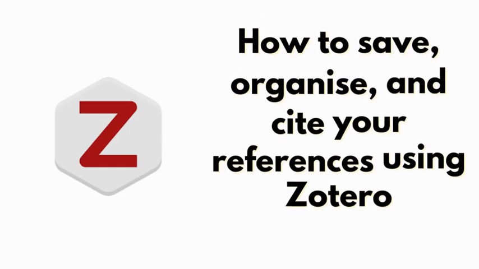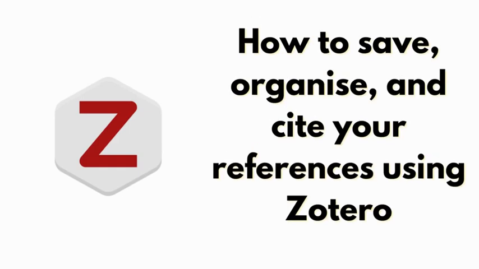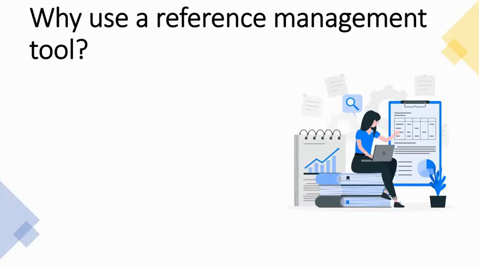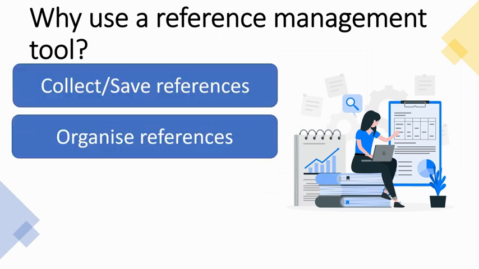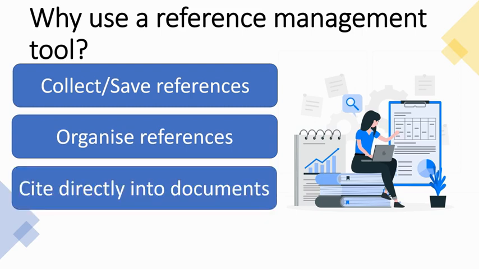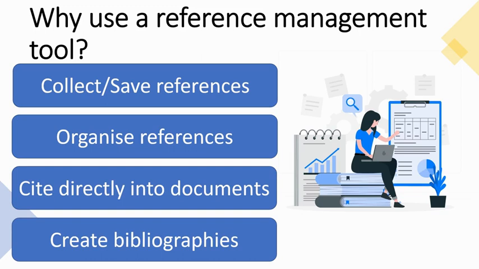This is a quick guide showing you how to save, organise and cite your references using Zotero. Zotero is a reference management tool. It allows you to collect and save references. It organises your references. It allows you to cite directly into documents. And it also creates bibliographies.